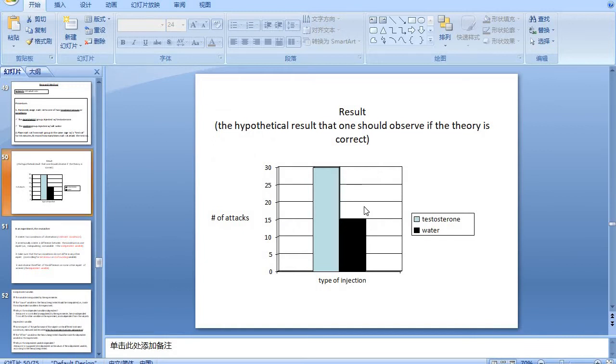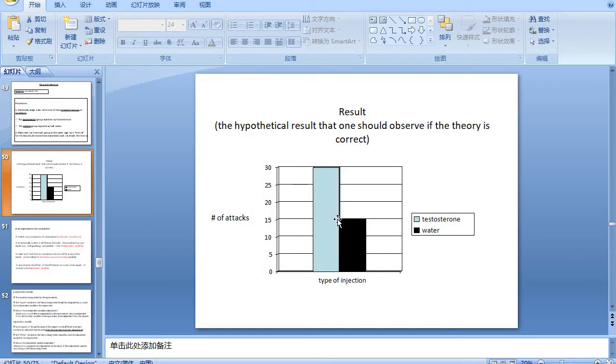And what is your interpretation of this result? With experimental research, you can make causal conclusions about the relation between two variables. Your observation on the dependent variable is that the testosterone injected group shows more aggression than the water injected group. And you can conclude that it is the type of injection making the difference.